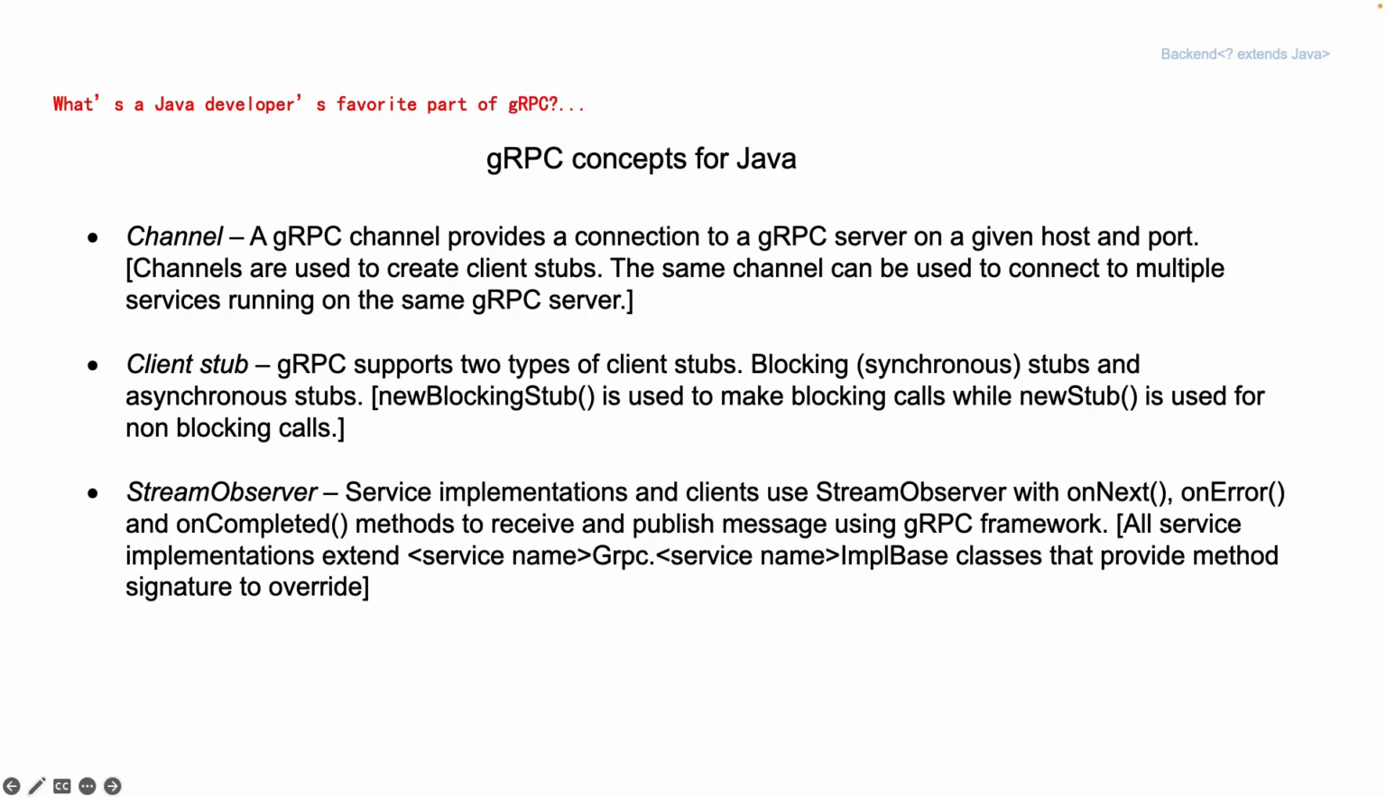Before jumping to details of how our application works, let us take a look at gRPC concepts for Java. There are three artifacts. First one is a channel. A gRPC channel provides a connection to a gRPC server on a given host and port. Second, client stubs. gRPC supports two types of client stubs, blocking (synchronous) and asynchronous stubs. And the third one is a stream observer. Service implementations and clients use stream observer with onNext, onError, and onComplete methods to receive and publish messages using gRPC frameworks.